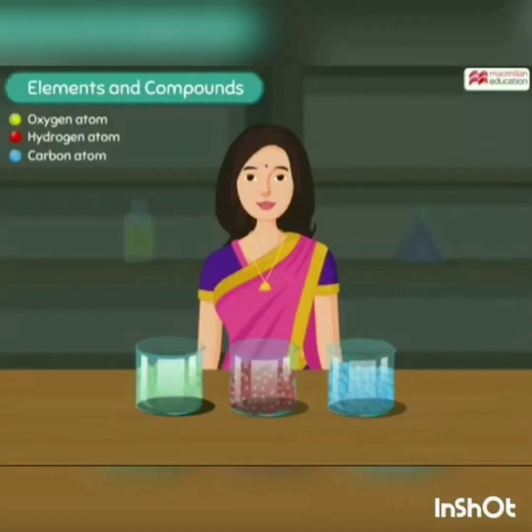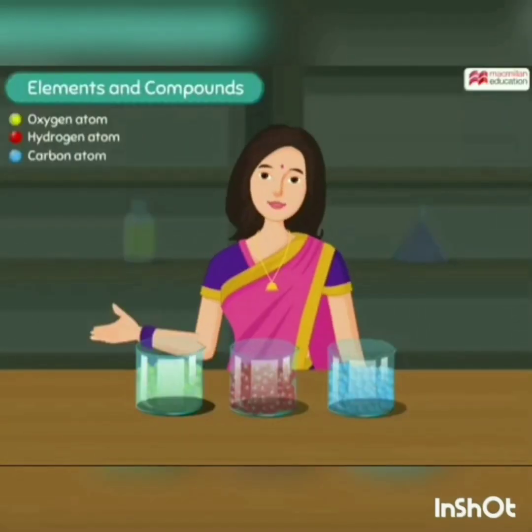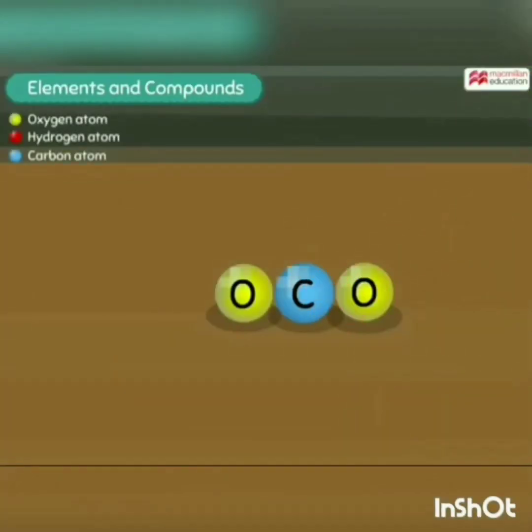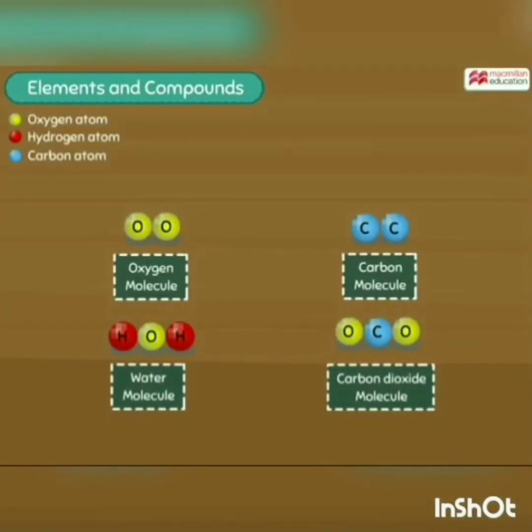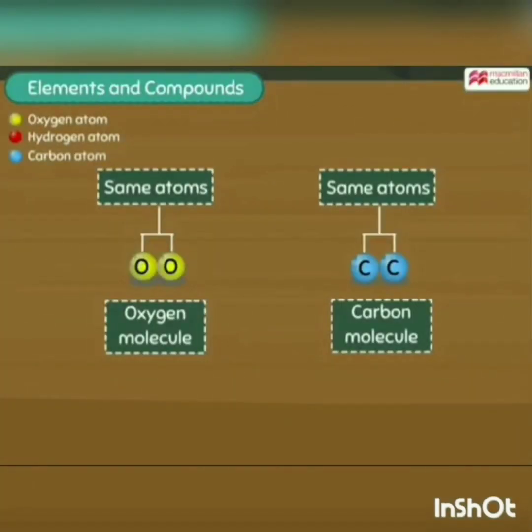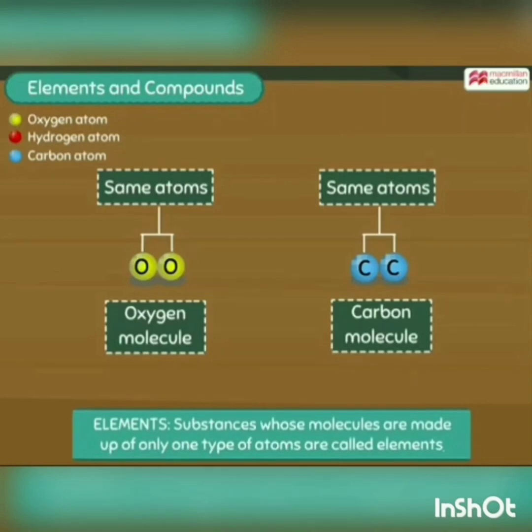Let's continue to make a molecule of carbon dioxide. If I put one blue bead and 2 yellow beads together, it makes up a molecule of carbon dioxide. Here are all the molecules we have made. Do you notice that the molecules of oxygen and carbon are made up of the same type of atom? Well, all those substances whose molecules are made up of only one type of atoms are called elements.